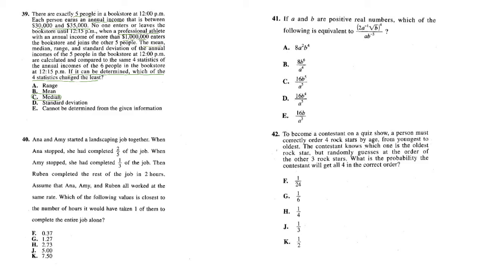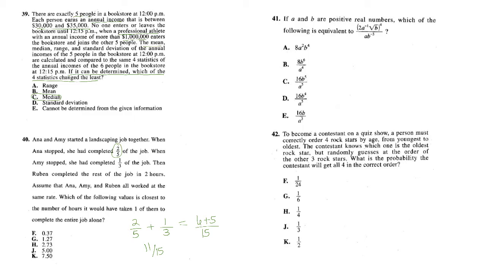Another problem. We have a landscaping job. Let's see, Anne had 2/5 of the job completed, and then another third of the job was completed. That's going to give me 6 plus 5 over 15, so I know 11 of the 15 of the job was completed. Then this other guy, Ruben, came in and completed the job in 2 hours.